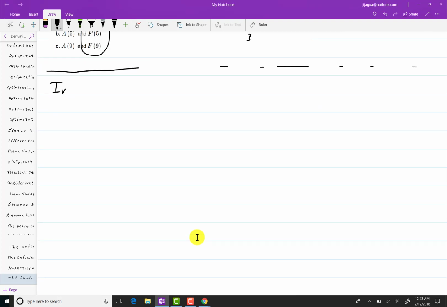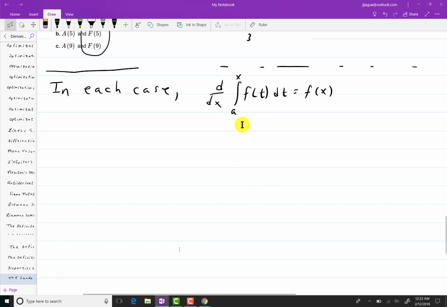In each of the cases that I showed, the derivative from a number to x of f of t dt equals f of x. This would have the effect of undoing the integral, if you will, because the derivative of the integral is erasing the integral basically and plugging x in. And that in fact is the fundamental theorem of calculus, part 1.